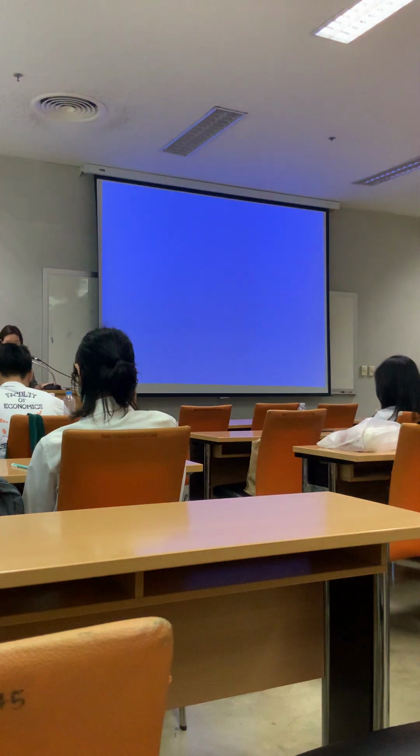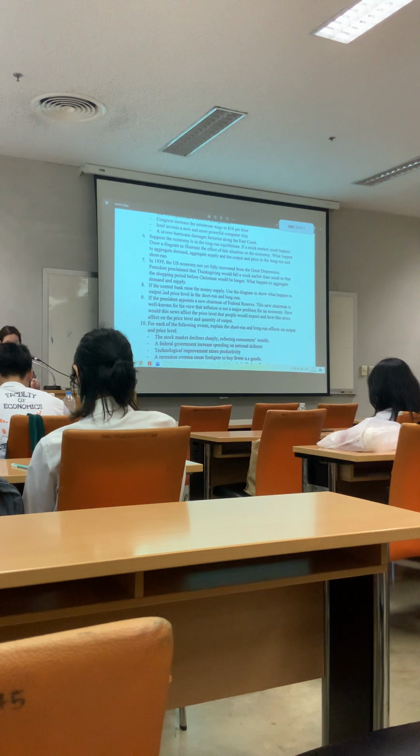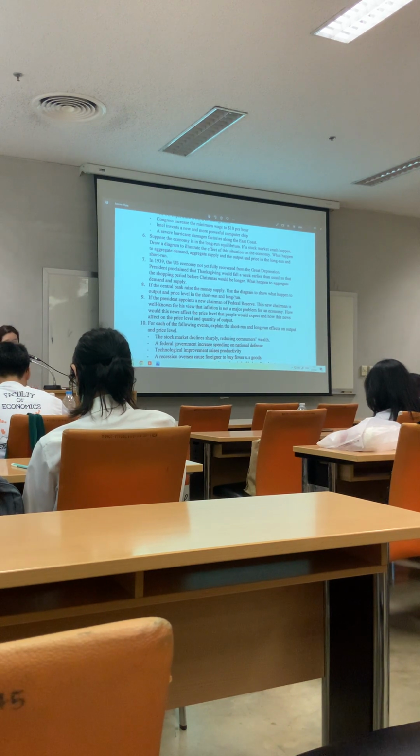Okay, so we go back to what we learned. Number 8. If the central bank raises the money supply, use the diagram to show what happened. Money supply increases, so there is a lot of money in the market. Now what happened? Do you think the AD curve or the AS curve shifts?